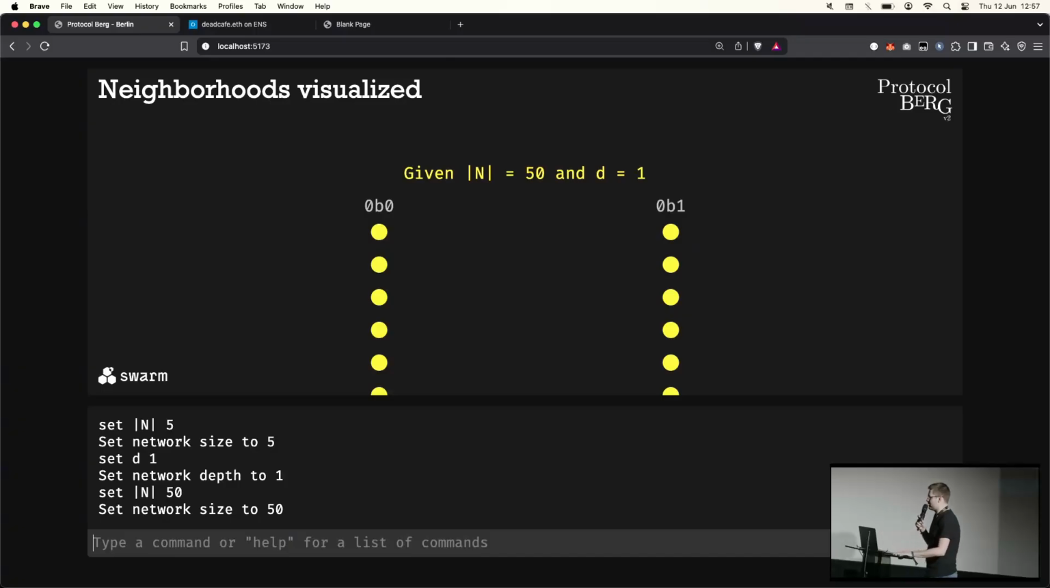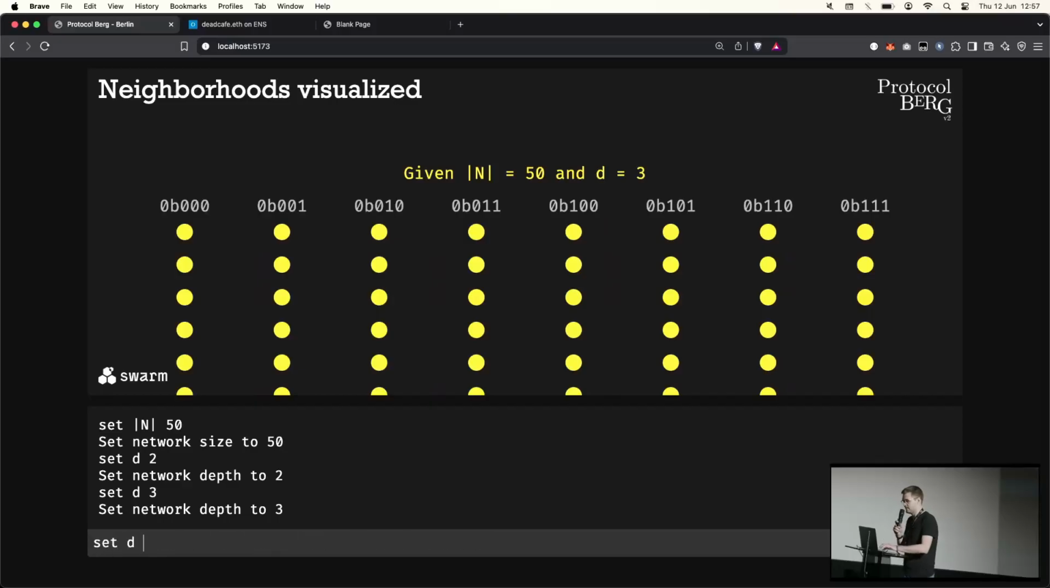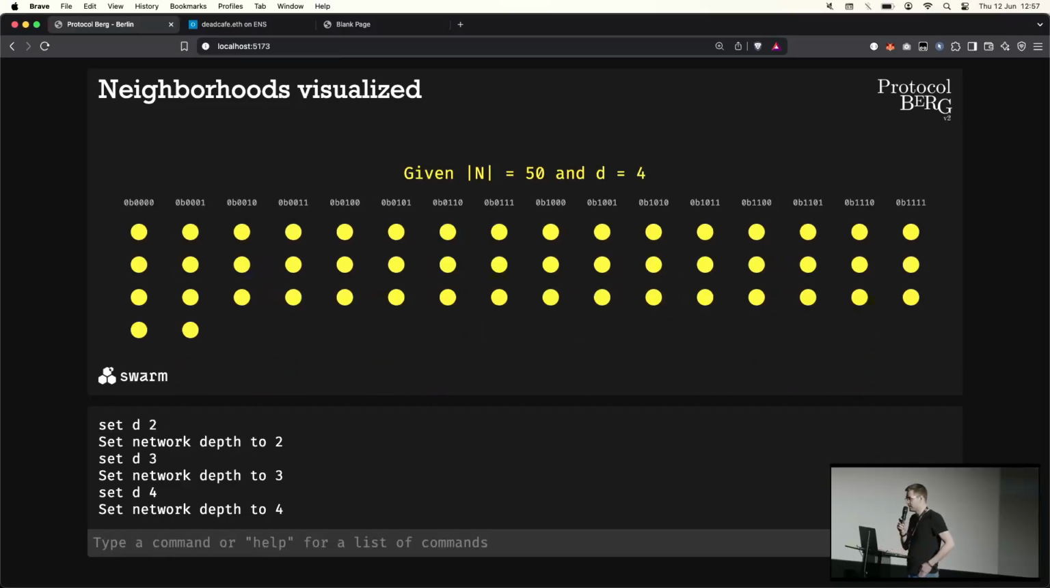We see that we have so many nodes that it doesn't even fit on the screen, so that means we can safely set back network depth to 2. We still have enough nodes, we can set network depth to 3, and maybe even try 4. That means that now we have 16 neighborhoods. That means more total capacity for the network. And even with so many neighborhoods, we still have sufficient redundancy for every neighborhood.